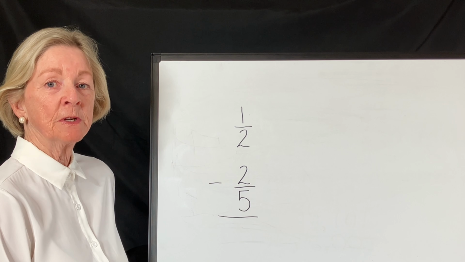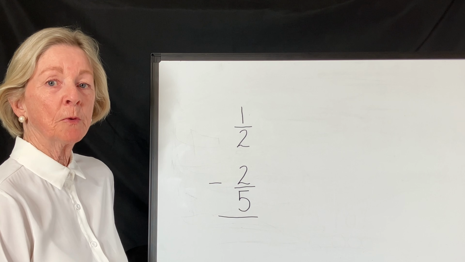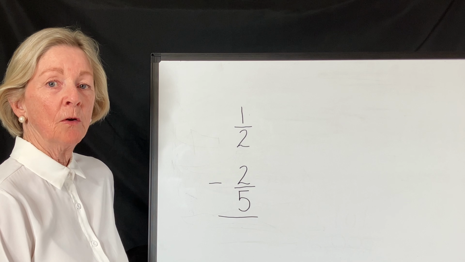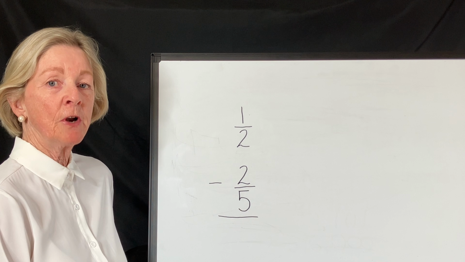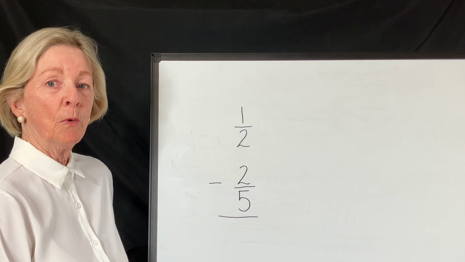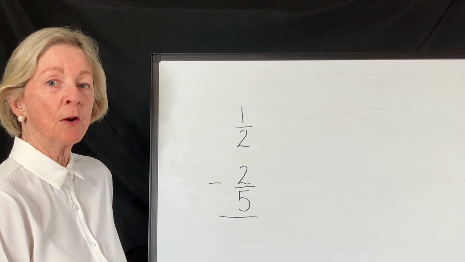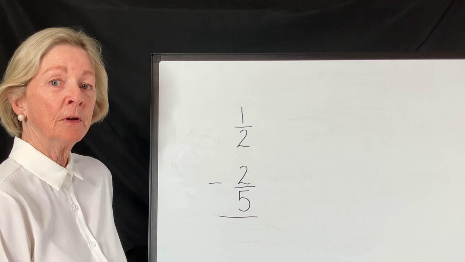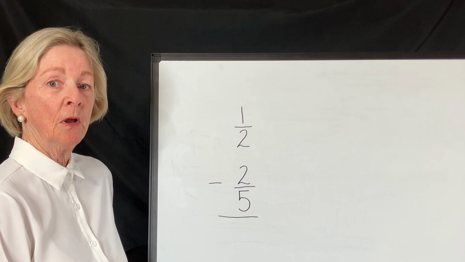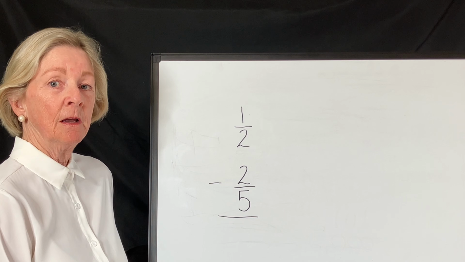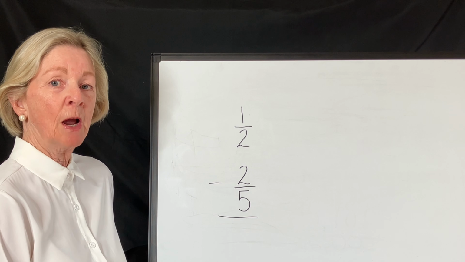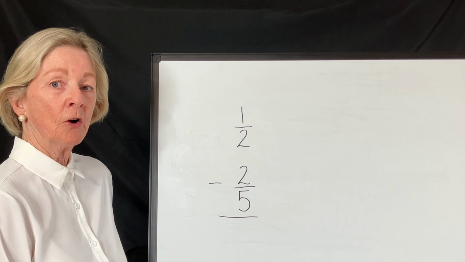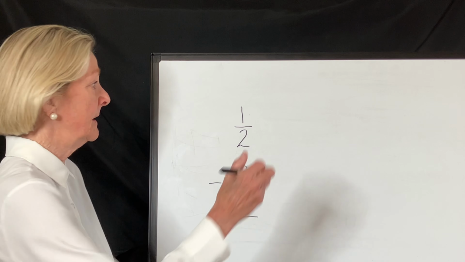Once you have a common denominator, you need to determine what the numerators will be. For these two fractions, our larger denominator is 5. We find multiples of 5 until we find one that's also a multiple of 2. 5 times 1 is 5, which is not a multiple of 2. 5 times 2 is 10, which is a multiple of 2 because 2 times 5 equals 10. Our common denominator here is 10.